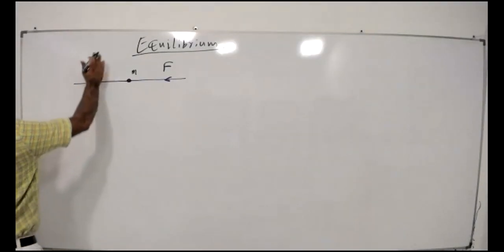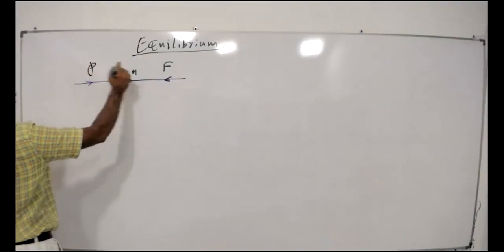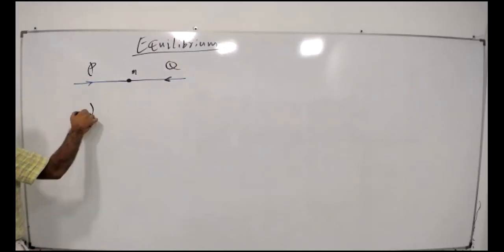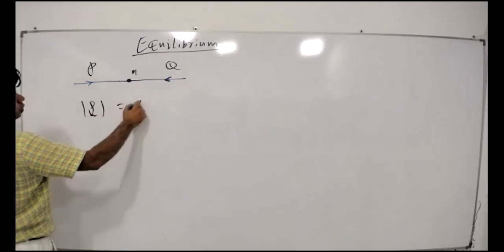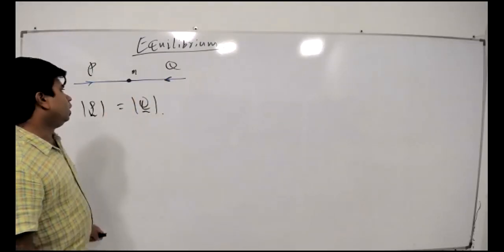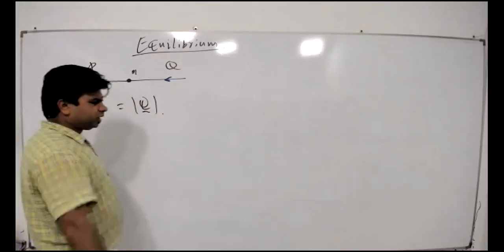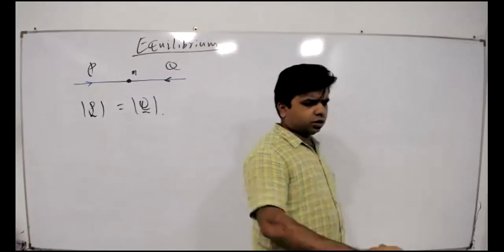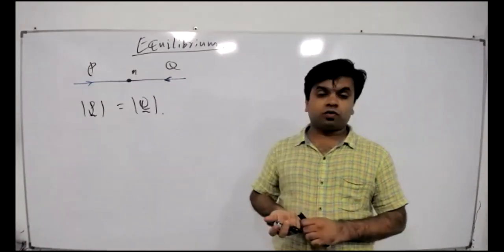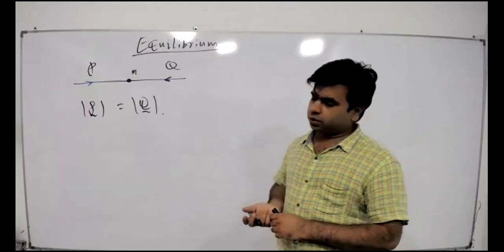Okay, now I will just put two letters P and Q. Let's say any two forces. But you know that definitely the magnitude of P should equal the magnitude of Q. That's the first thing. Okay, now that's not the thing that we have to discuss. The most important part is equilibrium of a particle under the action of three coplanar forces.